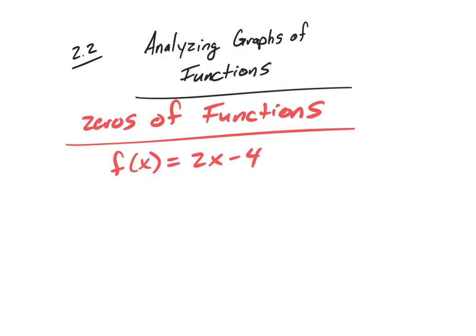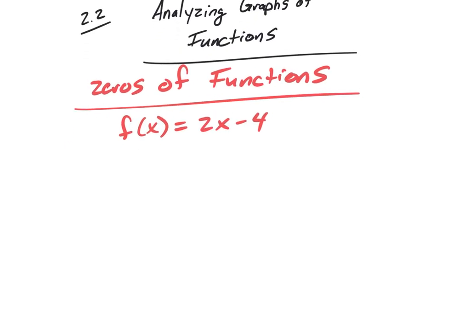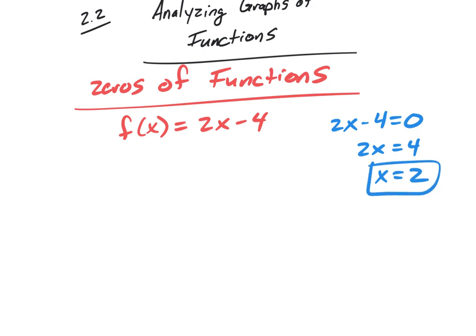One of the things that we could do to find the zero of a function is simply just take the equation and set it equal to 0. And because my function is linear, it's pretty straightforward. We're just going to solve for x. We're going to add 4. We're going to divide by 2. And we're going to get x equals 2. That's the value of x that makes that equation equal 0. Okay, that's really what we're trying to do.